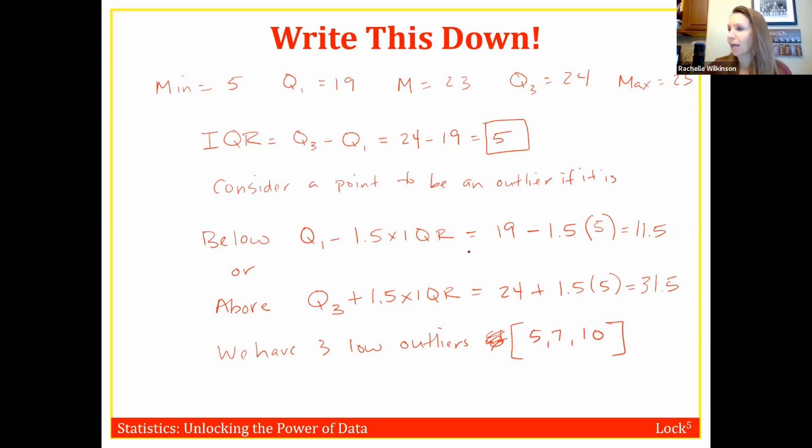All right. Something else that we can do with our 5-number summary is look at a graph called a box plot.